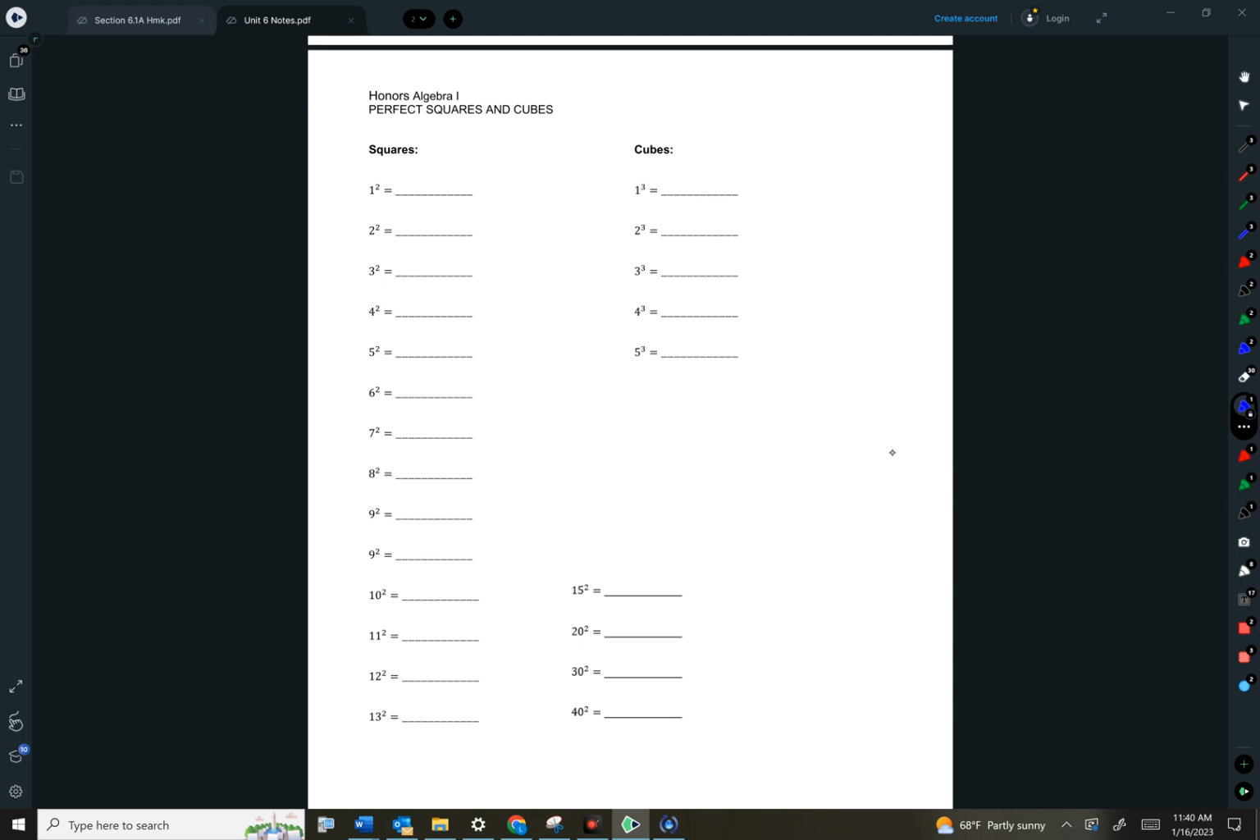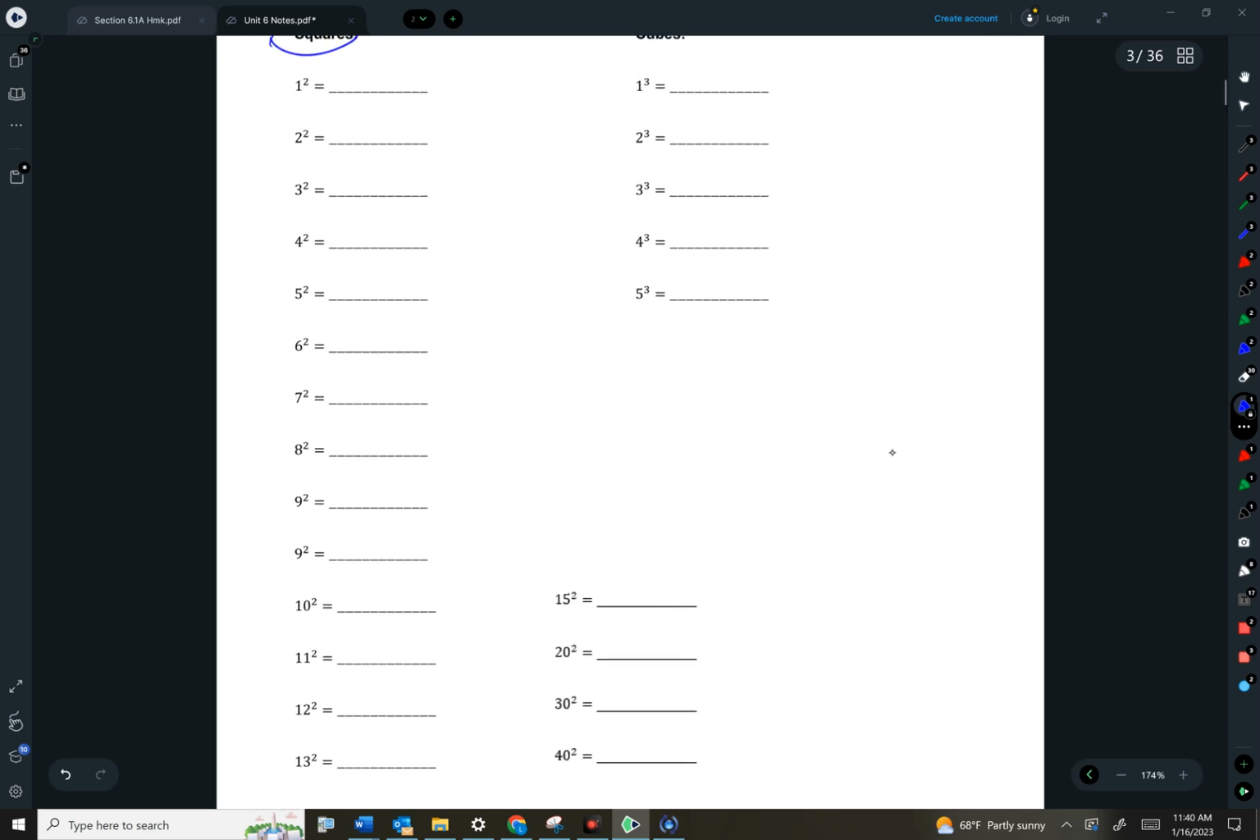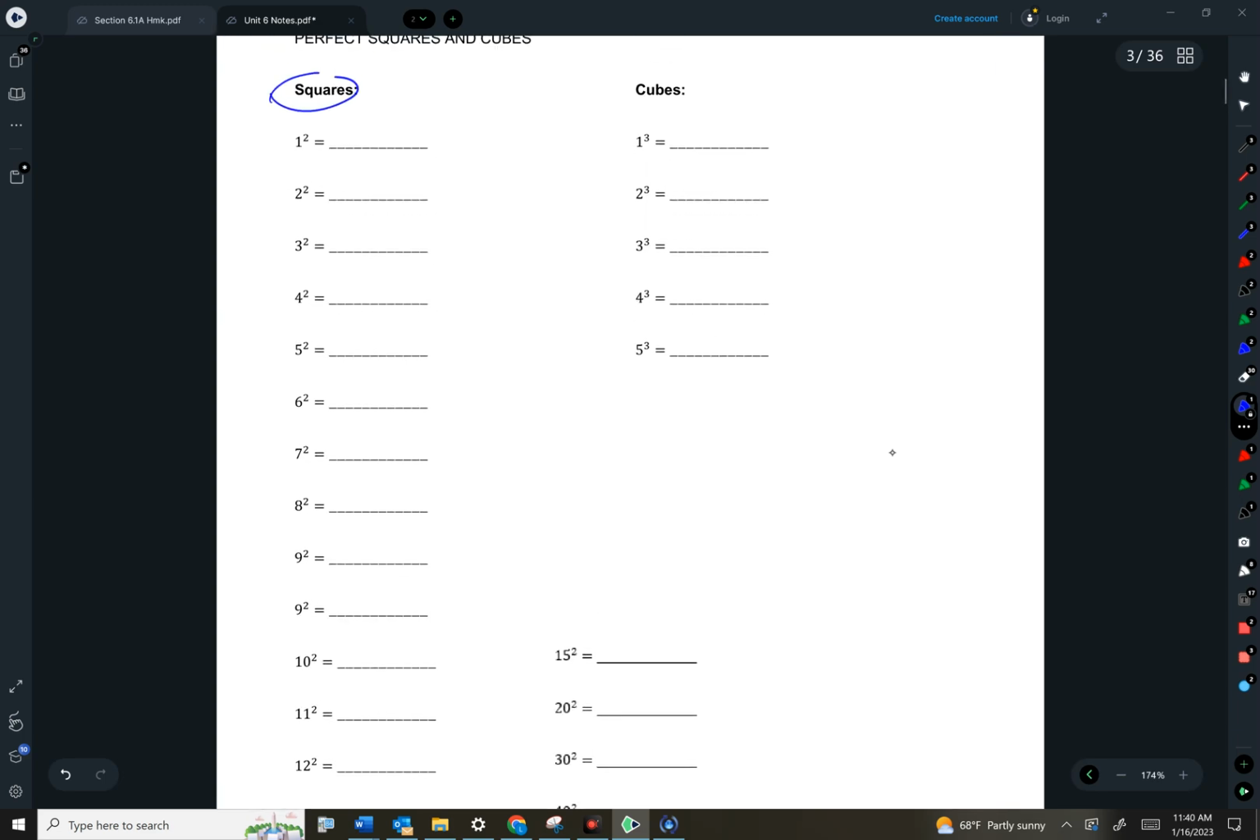So first of all, we need to talk about the basics, the things that you're probably familiar with. So let's talk about the perfect squares. When I talk about squares, that means it's an exponent of 2. And what that means is you're multiplying it by itself, right? Because an exponent tells you how many times you're going to multiply. So you need to know that 1 squared equals 1, right? 2 squared will be 2 times 2, so you need to know that's 4.